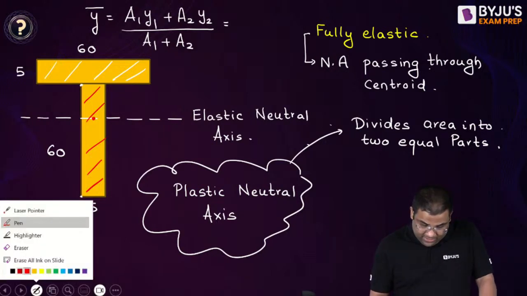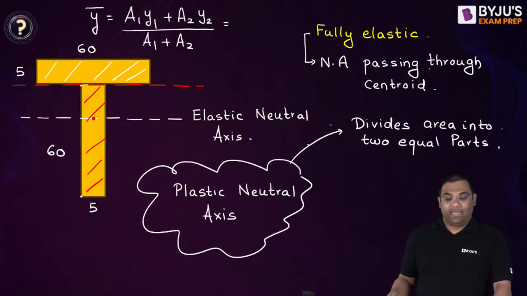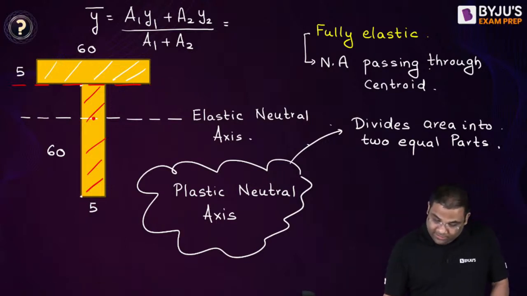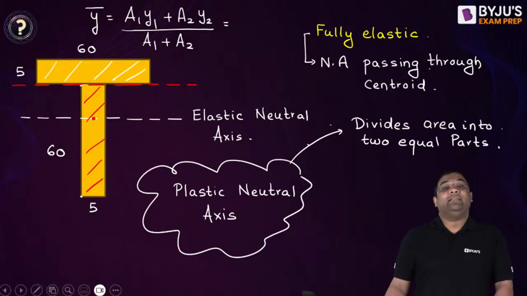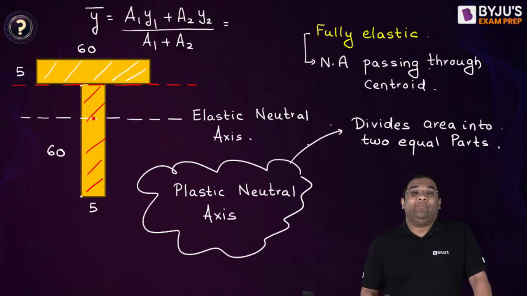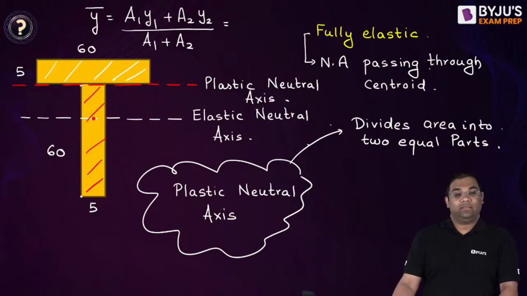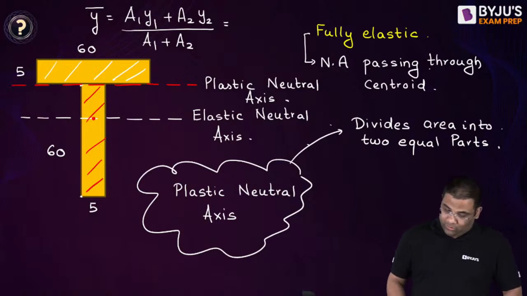That means this particular line divides the total area into two equal parts, right? Yes, can I say like this? This junction or this line divides the area into two equal parts. You see, above is 60 into 5, 300, below is 60 into 5, 300, right? So this, ladies and gentlemen, is the plastic neutral axis. Understood? Now, let us go to the question.